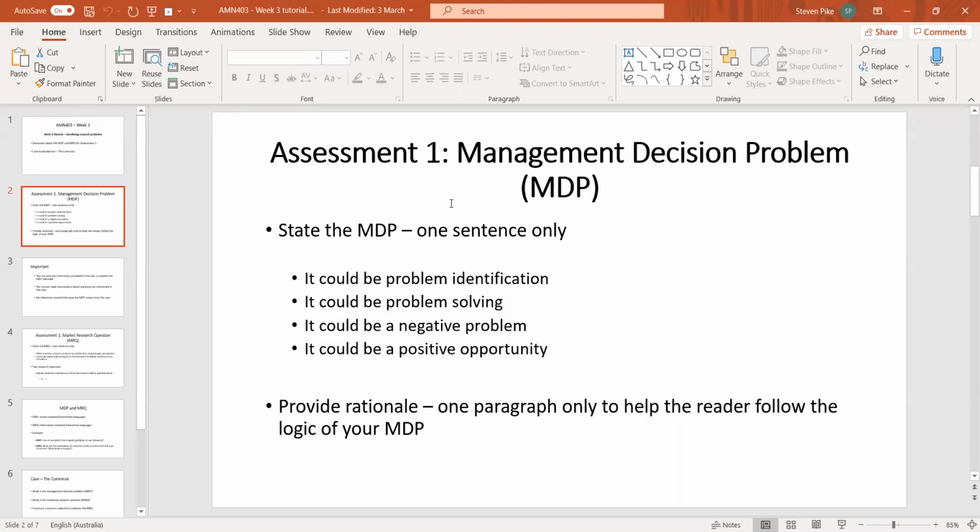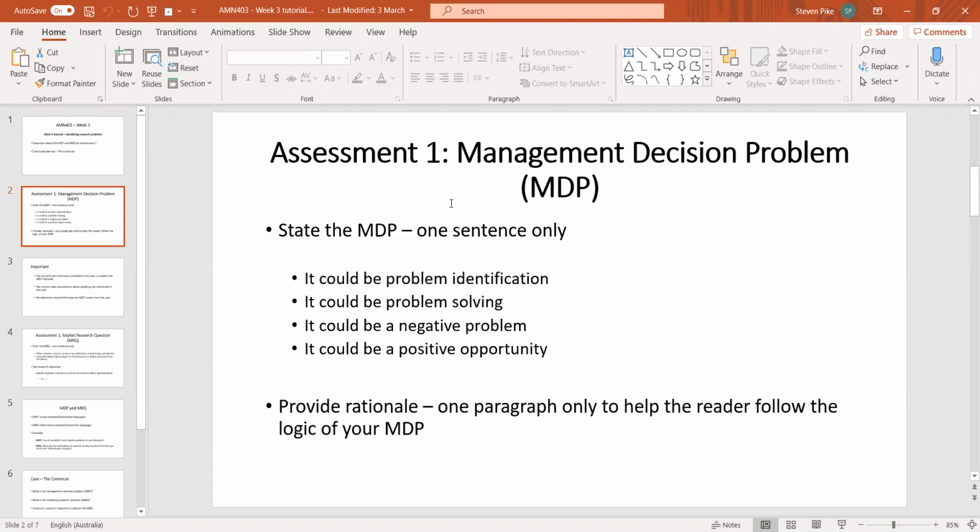So the first thing you need to identify in assessment 1 is what is management's decision problem. As you write up the assessment, we suggest you have a heading that says management decision problem, and then very clearly have a one-sentence statement or question about what is the practical problem facing management. Then have a line space, so we can clearly see what that one sentence MDP is. Have a line space and then a short paragraph just explaining your rationale for why you think that is the MDP.